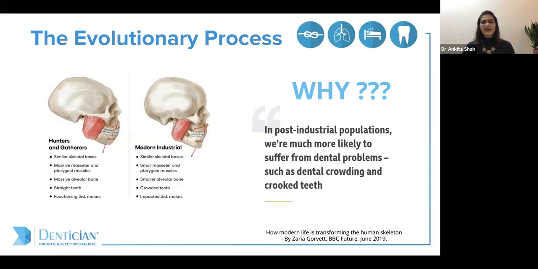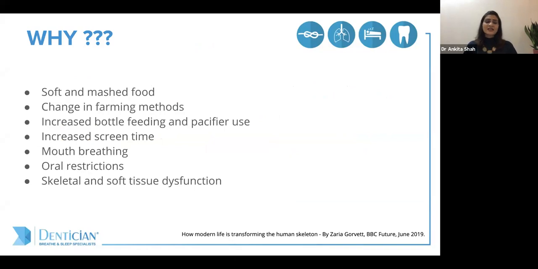And why is this happening? There has been a change in the soft and mash diet consumption. We do not consume much of the roughage in the diet now. We are not chewing enough, so our muscles of mastication are not used enough.